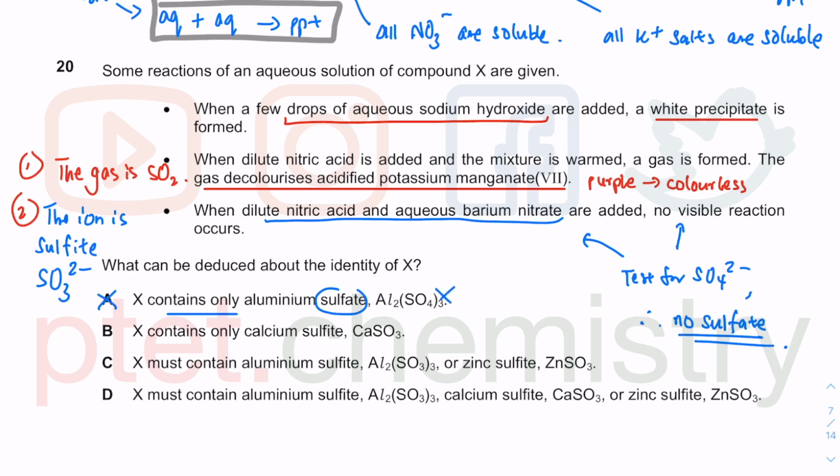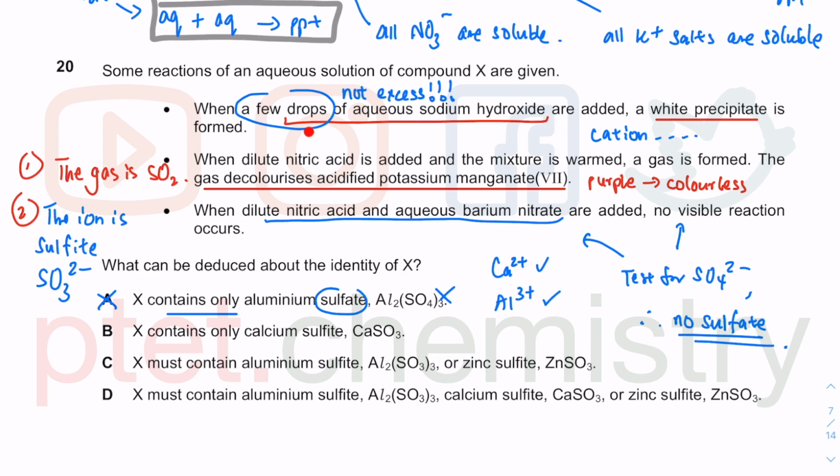And in terms of cation, it is to do with the sodium hydroxide test, but be very careful. Few drops. Not excess. So which one gives you white precipitate when you add a few drops? Could be calcium 2+. Yes, calcium 2+ is possible. Could it be Al3+? Yes, we know aluminum hydroxide is soluble in excess sodium hydroxide.